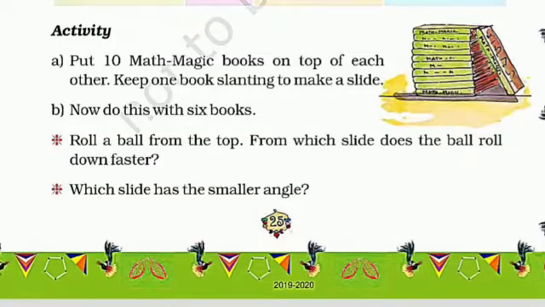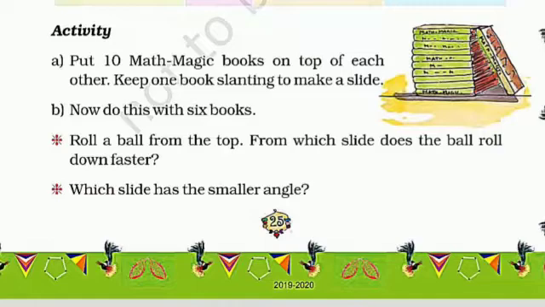Now let's do the activity which is given on page number 25. First is, put 10 math magic books on top of each other. Means what they want to say, okay, this is just an activity I am explaining to you. It is not mandatory for you to do, but this will teach you about the angles. So put 10 math magic books on top of each other.